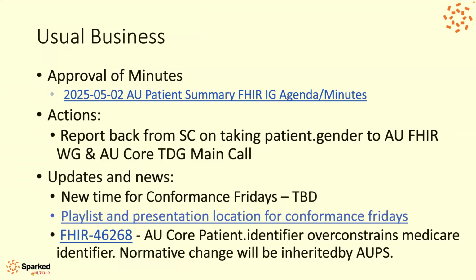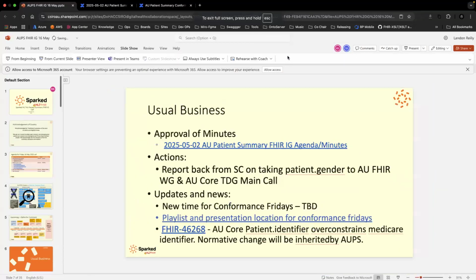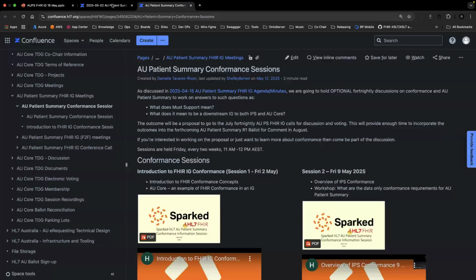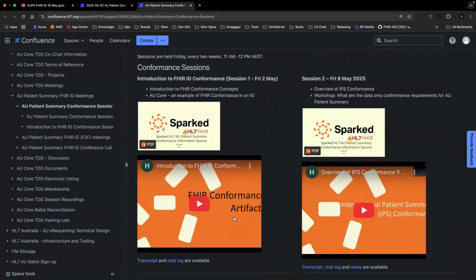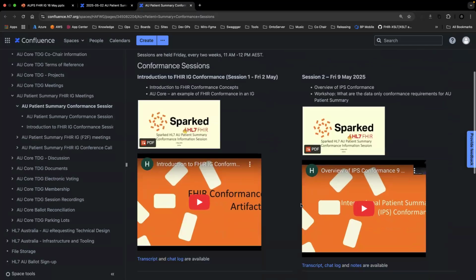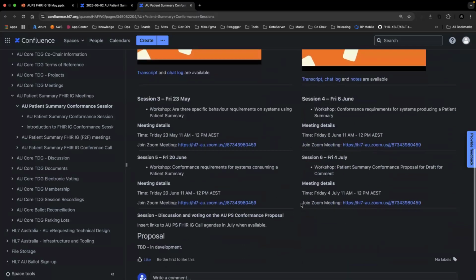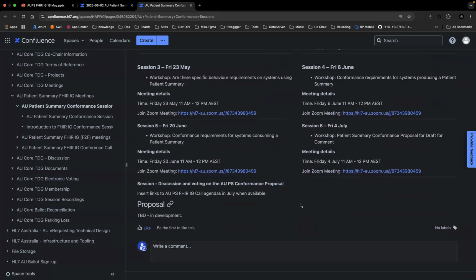And updates and news then, we'll move to that. So Conformance Fridays, conformance sessions, I think are now at 11 a.m. on Fridays, and we have slides and presentations now on Confluence. And I might show this. We have the recordings, transcripts, and notes and ongoing compliance discussions. So I'll show this. I found this the other day, and I think this is it. And Heath can confirm. But here are the slides of the previous conformance sessions, the YouTube, the PDF slides, the transcripts, and upcoming meetings here as well. I think this was recently created.